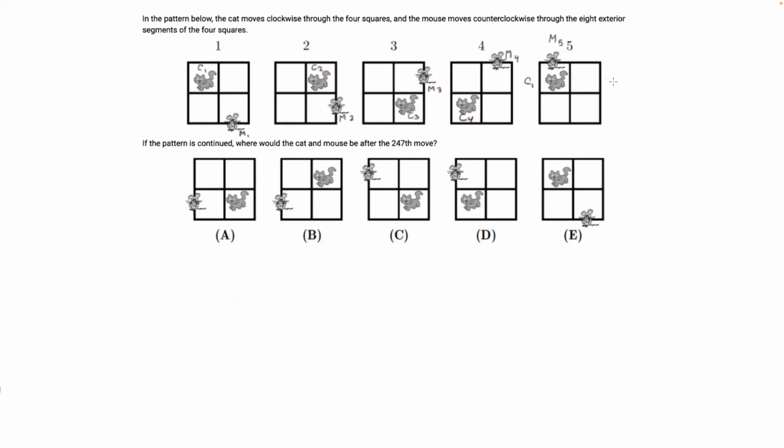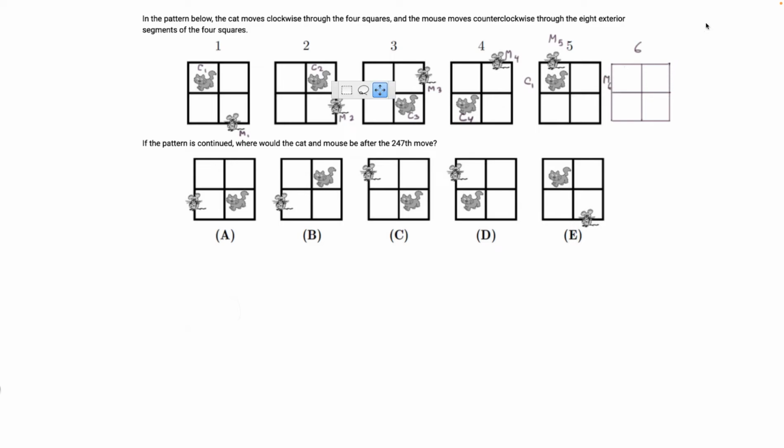The figure stops here in the question, so we can extend the figures by adding another square. And this square would be the 6th square. And since the cat already made a full circle, we don't have to write the cat again. We only have to focus on the mouse. The mouse is now at this edge, so it's M6.